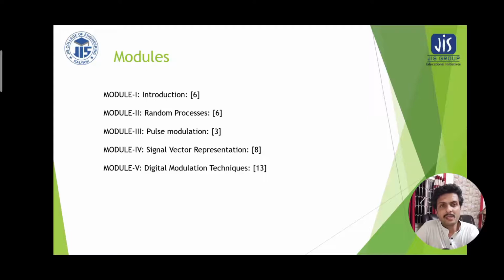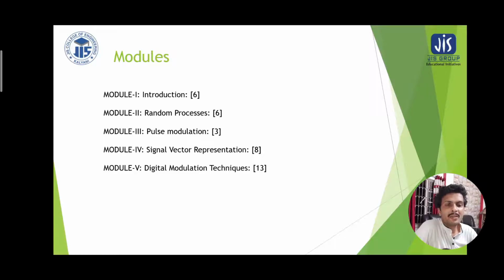The random process deals with certain mathematical examples as well as principles, in which the statistical characterization of the signal will be analyzed. And module 3 deals with pulse modulation. Pulse modulation is basically an analog communication technique, and it is also the bridge between analog and digital communication techniques, because pulse modulation produces pulses corresponding to the instantaneous magnitude of the analog signal. Several categories of pulse modulation are also to be discussed in this module.